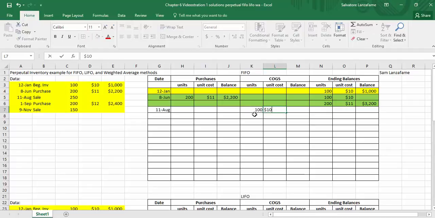And then I'm going to take another 150 from the $11 group. So again, according to the yellow data box to the left, I sold 250. I had 300 available. I have to sell the first 250. So let's see what that total comes out to. 100 times the 10 plus 150 times the 11, and that gives me 2,650.